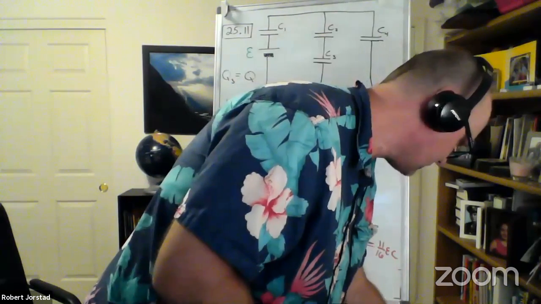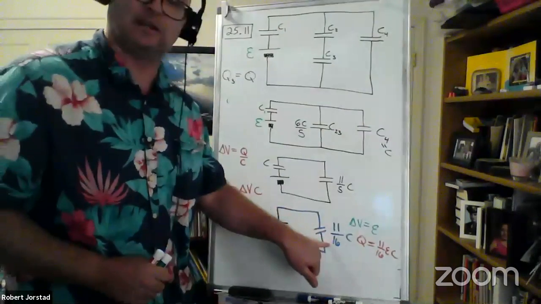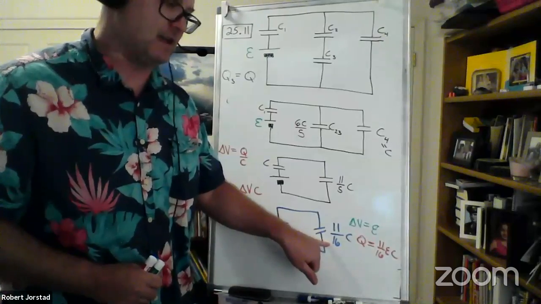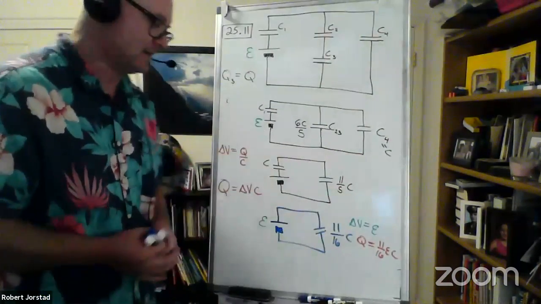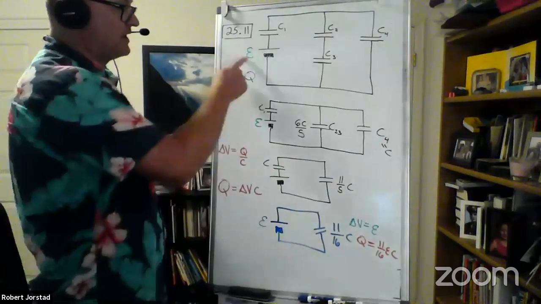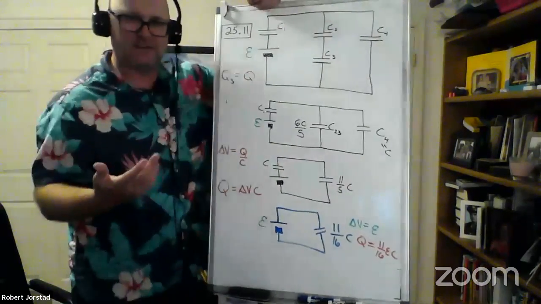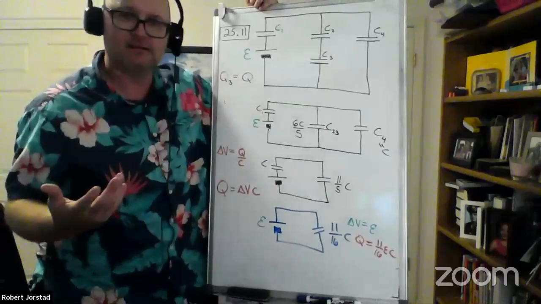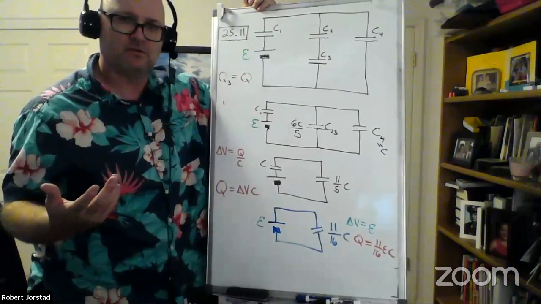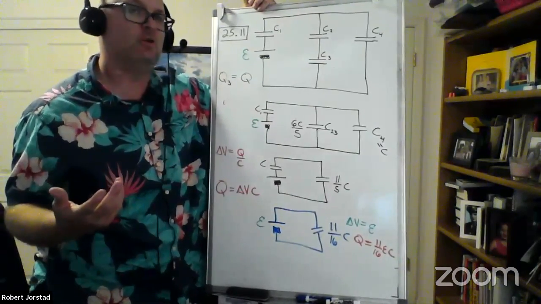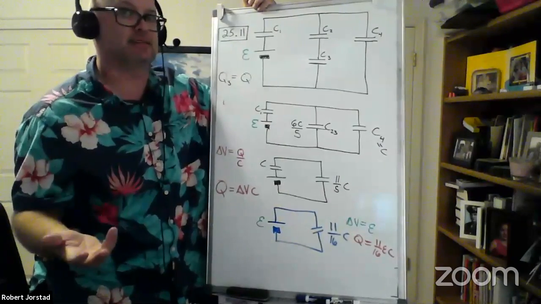Where was this question? 2511. Okay. Yeah. And so this was part A, wasn't it? Sorry, that was part A. And then I jumped into part B. Part B says determine the potential difference across the battery. So part B, so this was part A, great. Next, part B is figure out E. How am I going to figure out the voltage of the battery? What is the known that I haven't used yet?